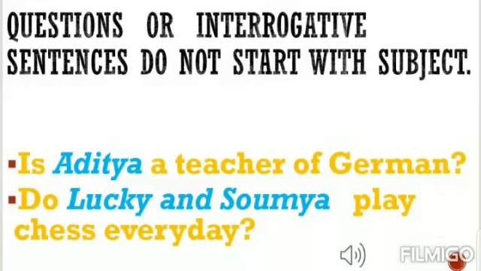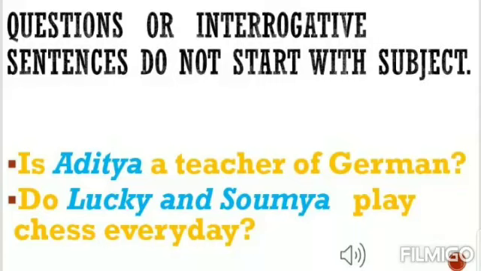Let's see what happens in question sentences. Question or interrogative sentences do not start with a subject. The subject in the question comes after the verb that starts the sentence. Look at the example given below. Is Aditya a teacher of German? So here it is a question sentence which starts with is. But what is the sentence talking about? The sentence is talking about Aditya, which is the subject, but we see that Aditya is not at the beginning of the sentence. The sentence starts with a question word, and that is is.